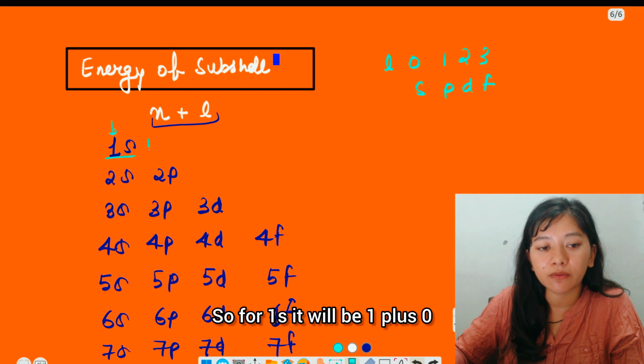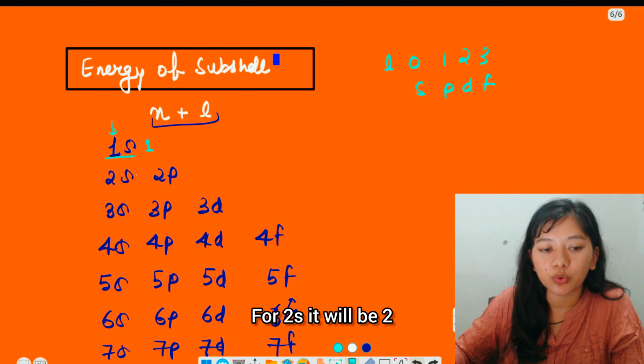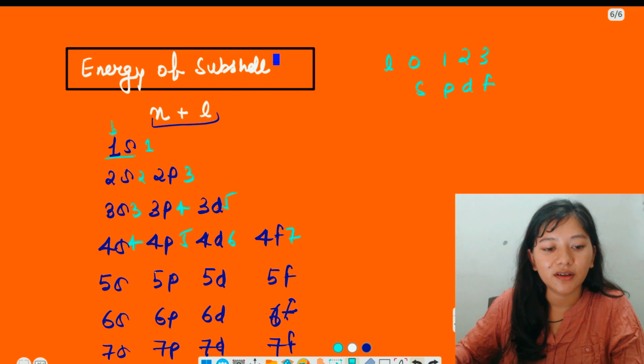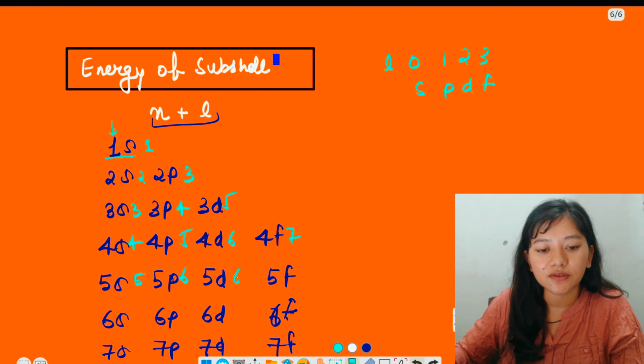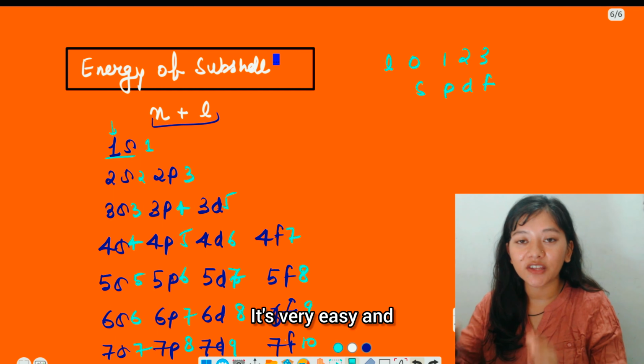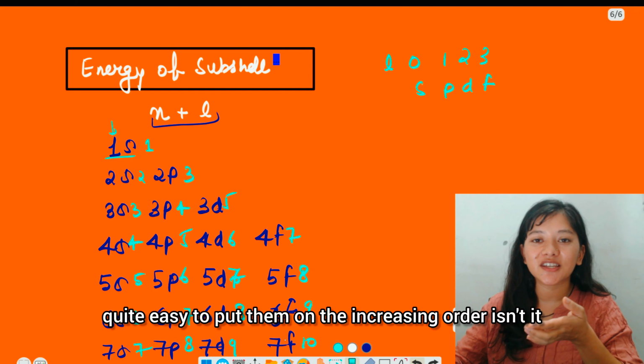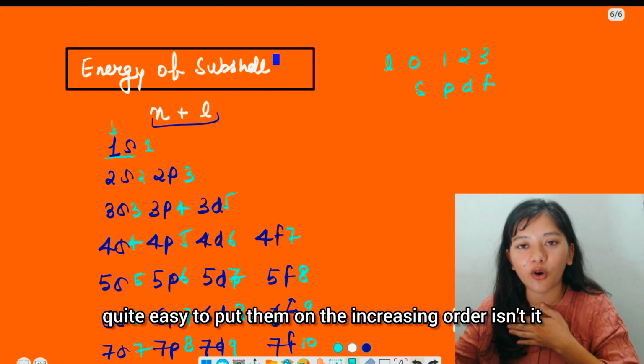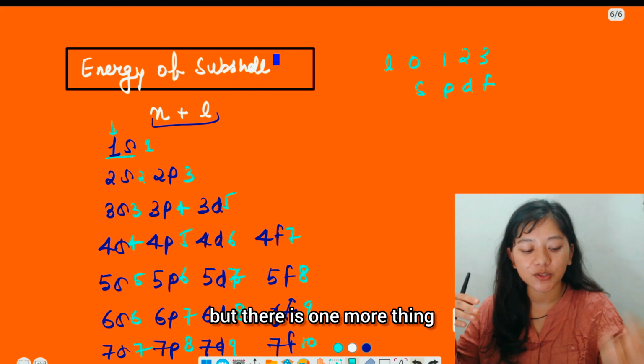So for 1s, it will be 1 plus 0. It's just 1. For 2s, it will be 2. Here this is 3, 3, 4, 5. 4, 5, 6, 7. 5, 6, 7, 8. 6, 7, 8, 9, 7, 8, 9 and 10. It's very easy, and if you know these numbers, it's quite easy to put them in increasing order, isn't it? But there is one more thing.